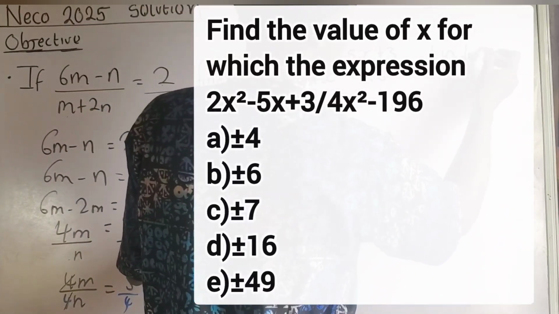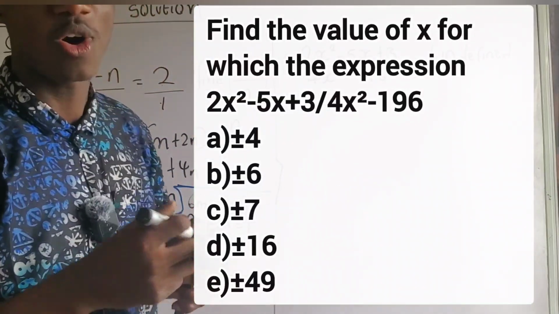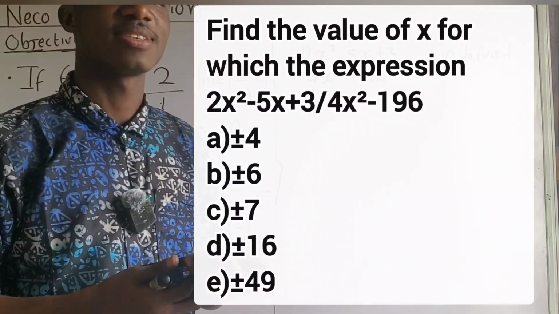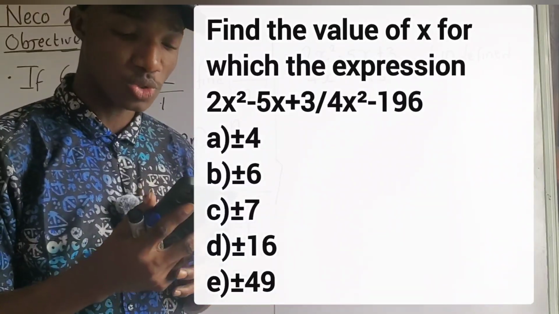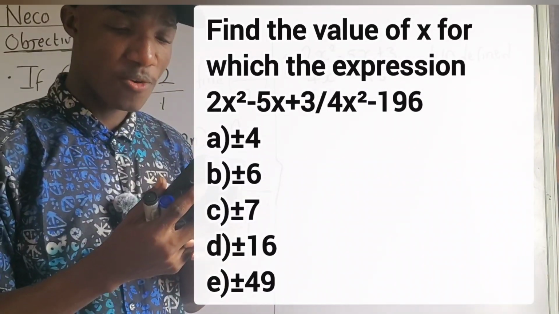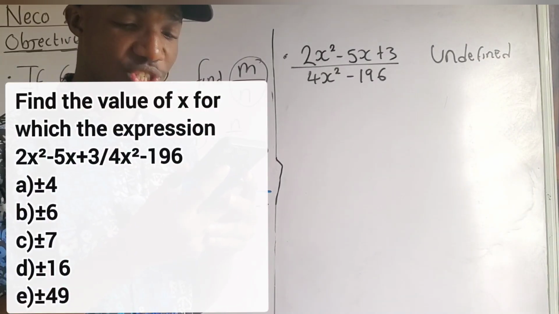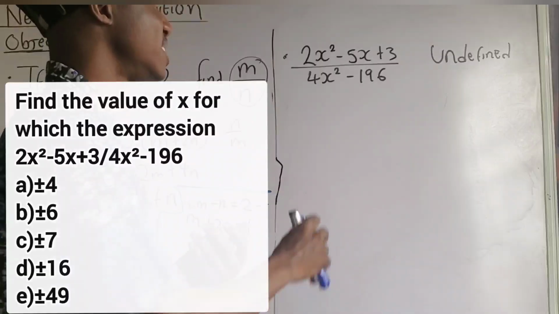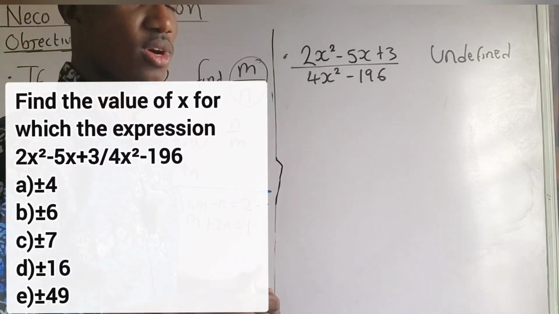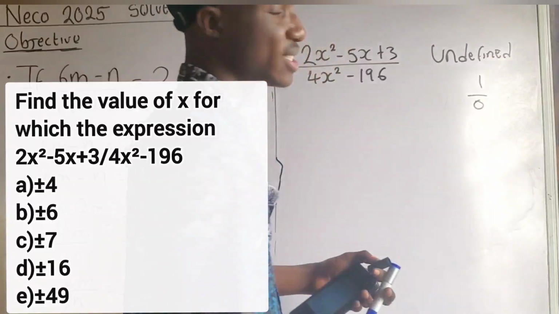For what value of x is the expression undefined? Now, if an expression will be undefined, that means that the denominator must be equal to 0. Do you understand? Listen again. For an expression to be undefined, the denominator must be equal to 0. That means that I'm going to set the denominator of this fraction equal to 0. That is why if you punch 1 over 0 into your calculator, it is undefined.